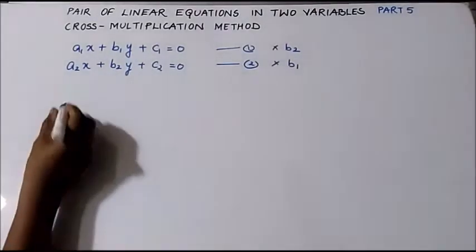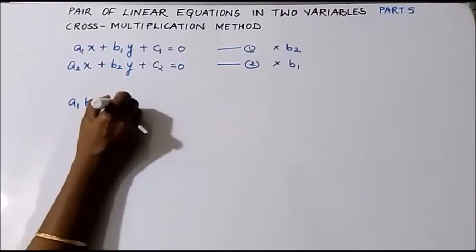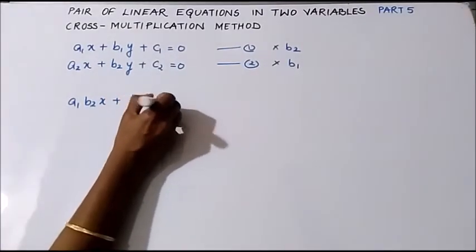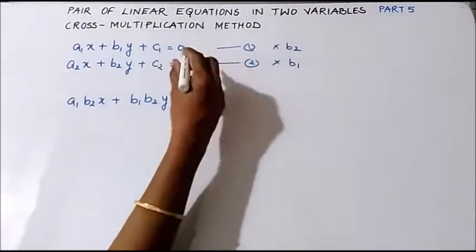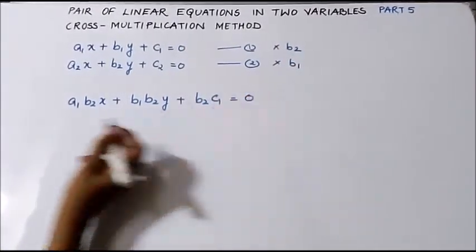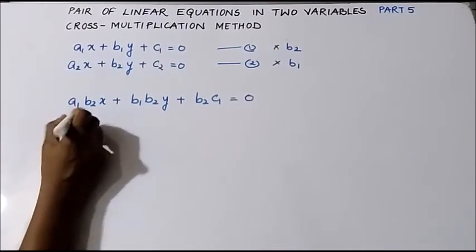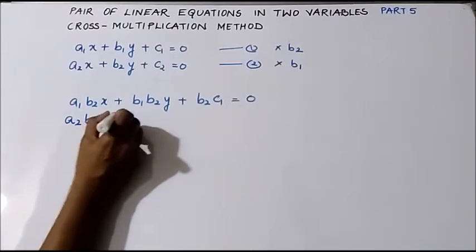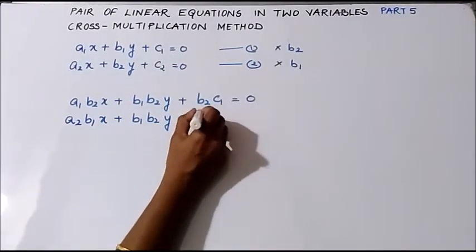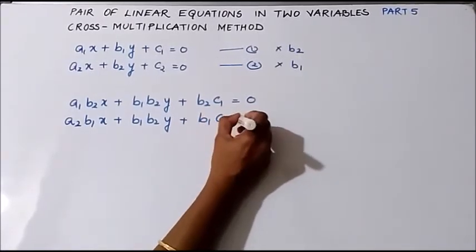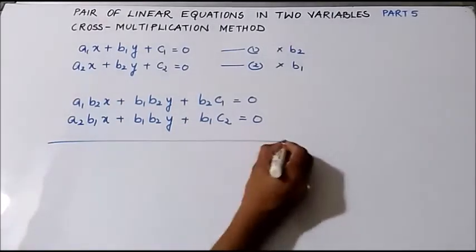Now what do we get? We get a1 b2x plus b1 b2y plus b2 c1. 0 multiplied by b2 will give us 0. Second equation will become a2 b1x plus b1 b2y plus b1 c2 is equal to 0. Now what should we do? We should subtract both the equations.